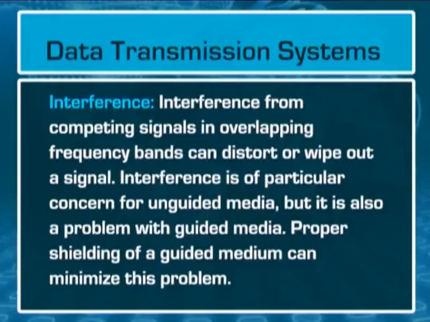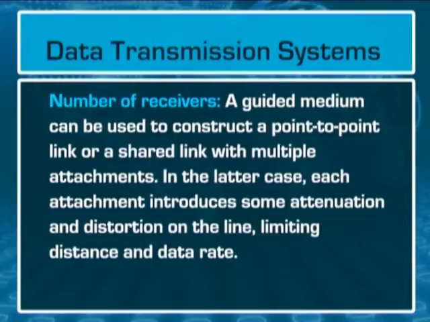Interference is of particular concern for unguided media, but it is also a problem with guided media. Proper shielding of a guided medium can minimize this problem. Number 4, number of receivers. A guided medium can be used to construct a point-to-point link or a shared link with multiple attachments. In the latter case, each attachment introduces some attenuation and distortion on the line, limiting distance and the data rate.